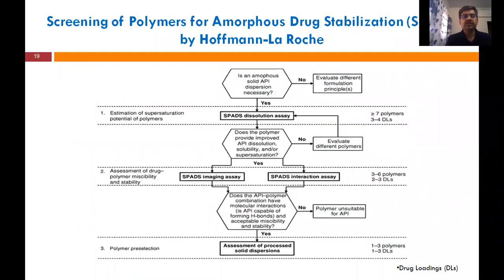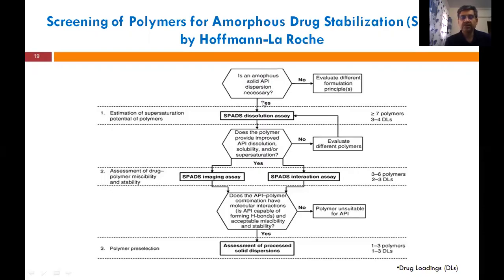This slide captures one decision tree that has been proposed by Hoffmann-La Roche, an innovator company, for screening the polymers for the amorphous solid dispersion. The entire approach is called screening of polymers for amorphous drug stabilization, and it has been abbreviated to SPADS. In this particular approach, you again ask a certain question: is an amorphous solid API dispersion necessary? If the answer to this is no, then you evaluate different other formulation approaches.